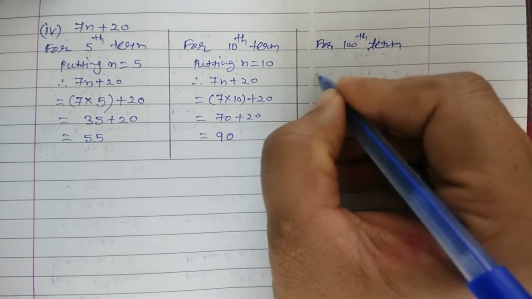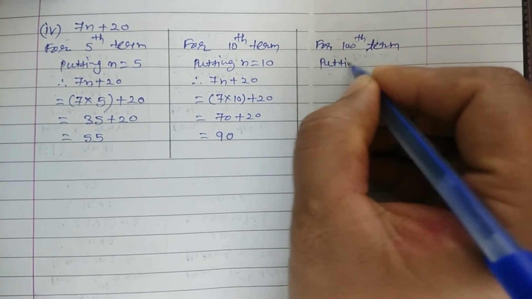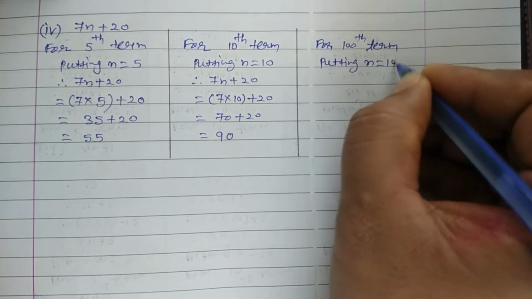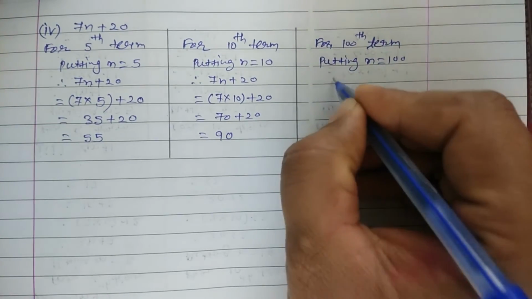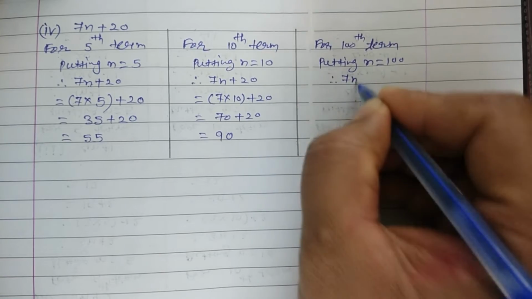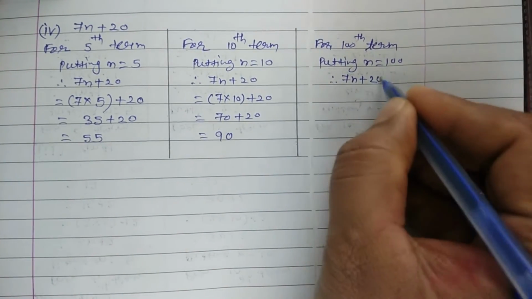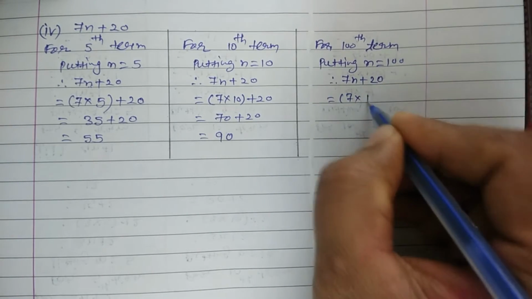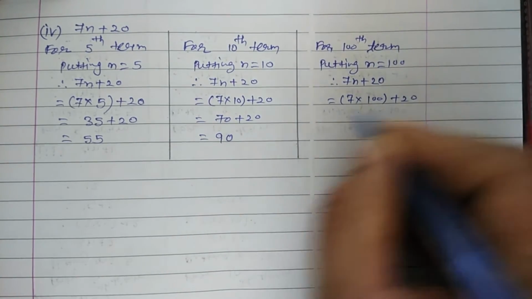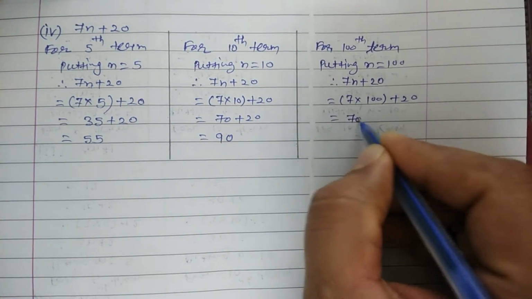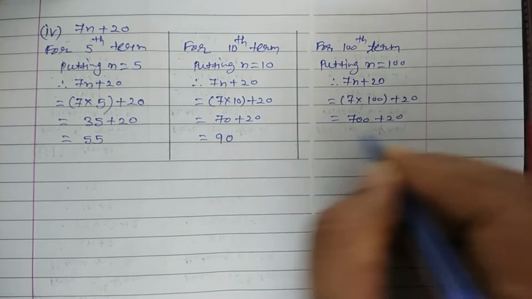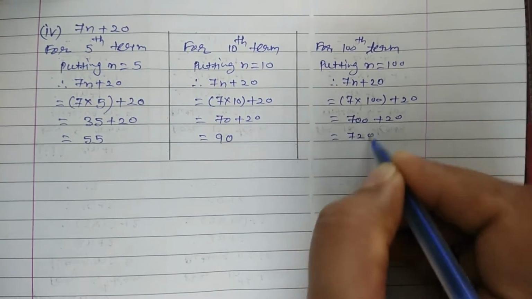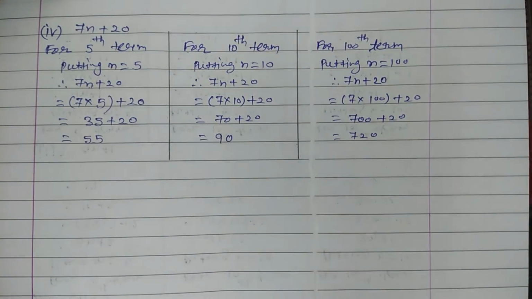And for the 100th term, putting n is equal to 100, and therefore expression 7n plus 20 is equal to 7 multiplied by n, that is 100, bracket close, plus 20. 7 multiplied by 100 is 700 plus 20, and that is equal to 720.